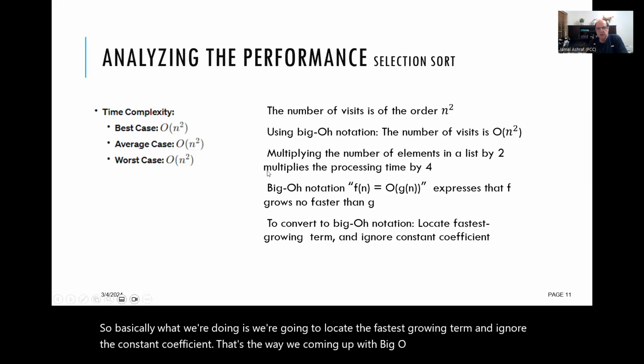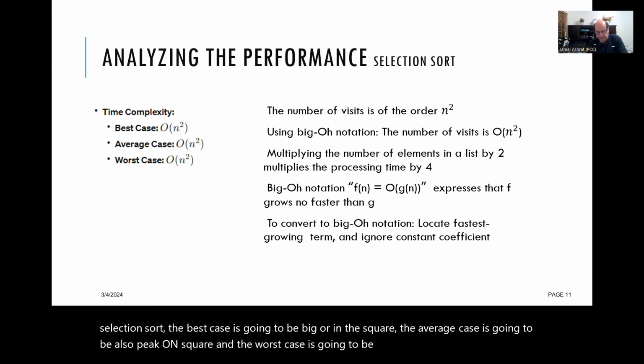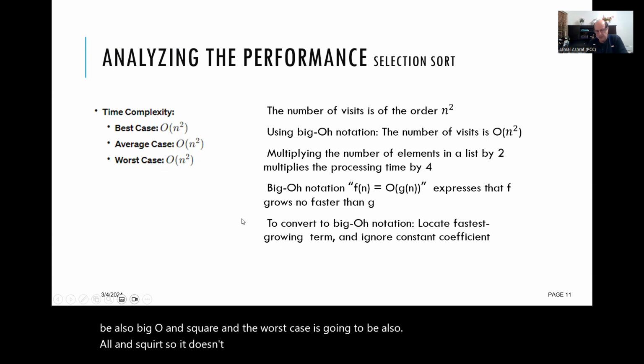So in this case, for selection sort, the best case is going to be big O n squared. The average case is going to be also big O n squared. And the worst case is going to be also O n squared. So it doesn't matter how your list is. Basically, it's going to take big O n squared.